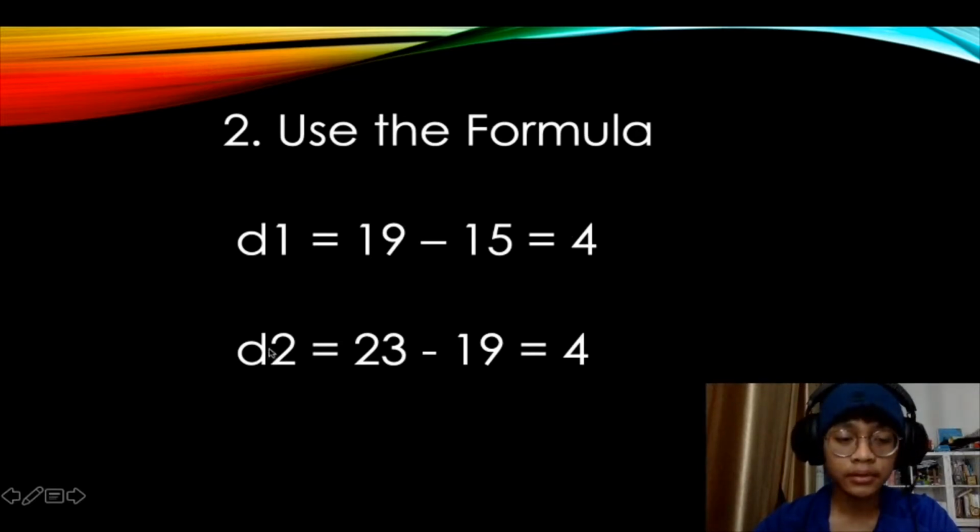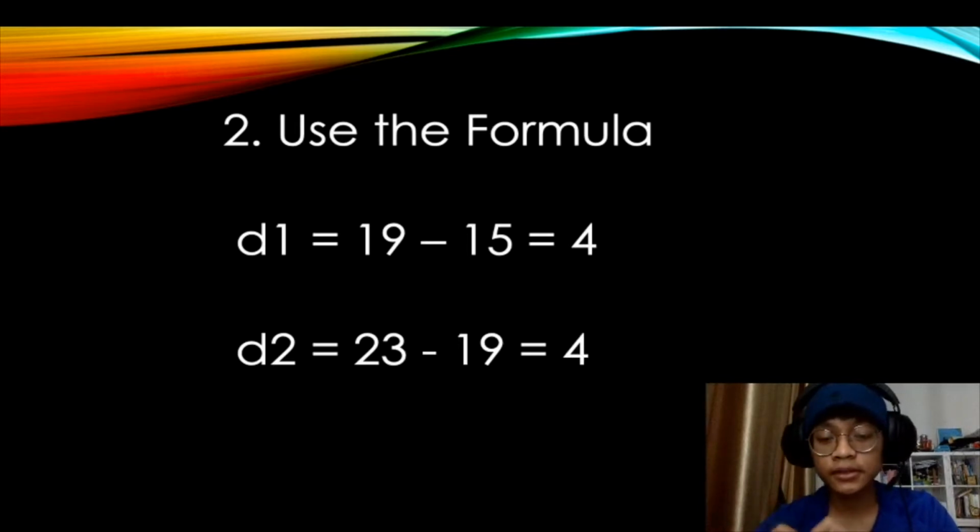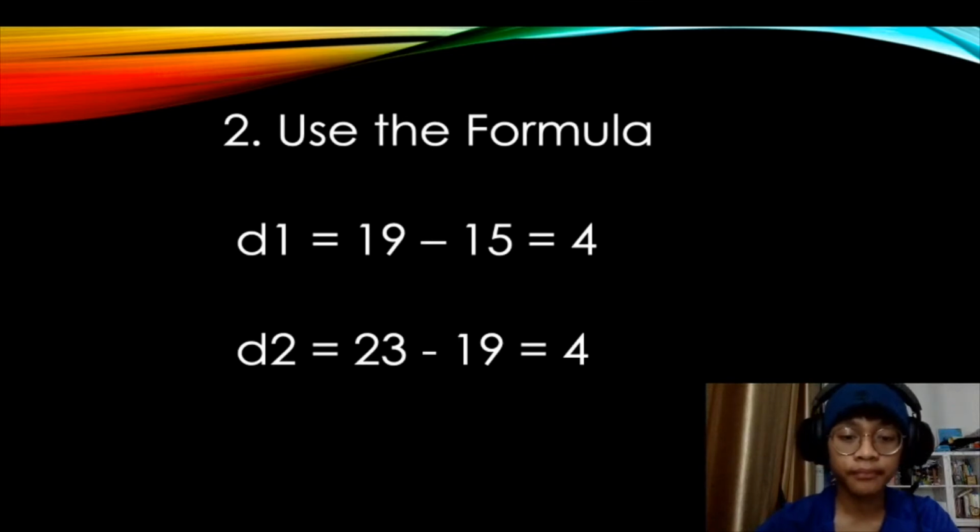Then we use it a second time. D equals T3, that is 23, minus T2, that is 19. The answer is also 4. So you can tell that the answer is the same because it is a fixed constant. If it's not fixed, then it's not a common difference. So we answer the question: yes, it is an arithmetic progression.